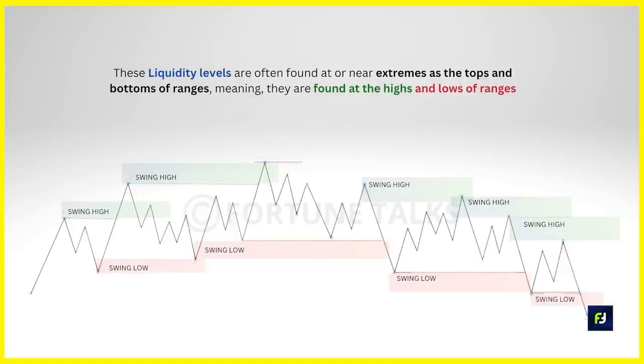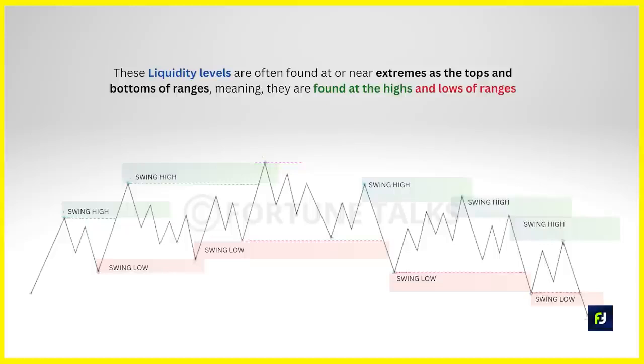In both these cases, these levels are often found at or near extremes, as the tops and bottoms of the ranges, meaning that these points are found at the highs and lows of ranges. This is because at these points, many people are waiting for the zone to act as a support or resistance, or for the price to break the zone to continue in its direction. So you can always use higher time frames like daily, weekly, and monthly time frames to identify these zones.